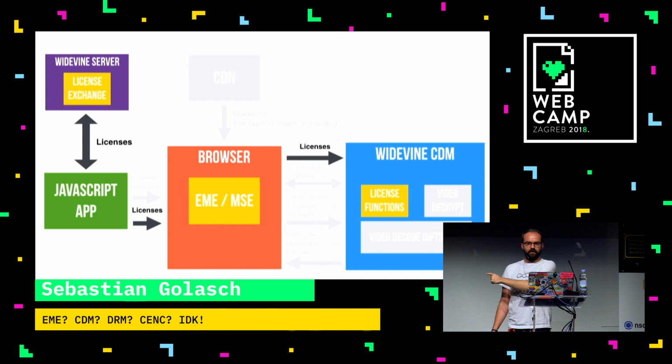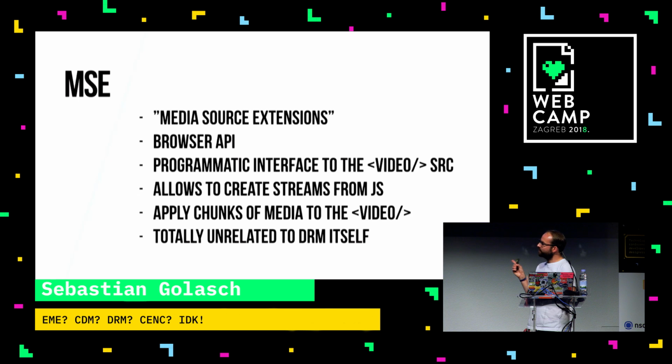Well, thing is, after all that trouble, we haven't played a single second of video yet. So that was all the things we need to do before. Because to actually play video, we need to utilize another browser API, the media source extensions. Also, not some witchcraft. All it is, is a programmatic way to access the video element.